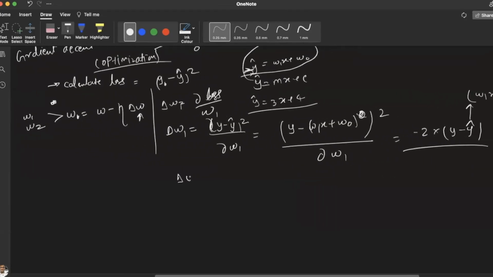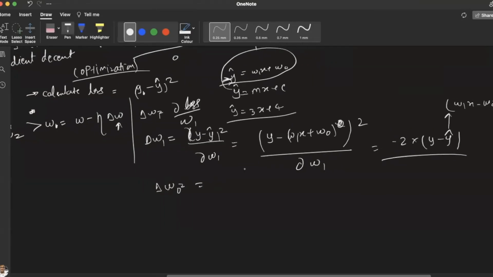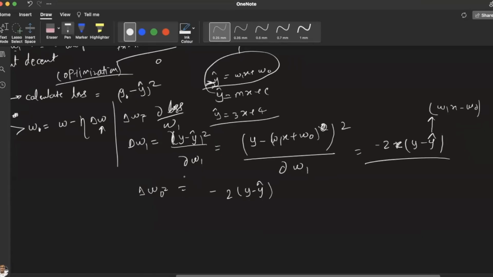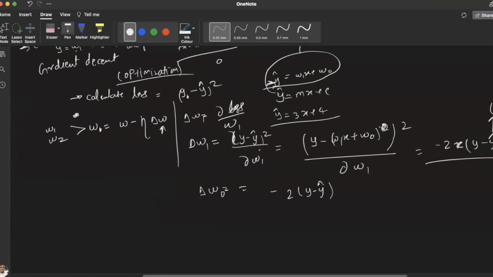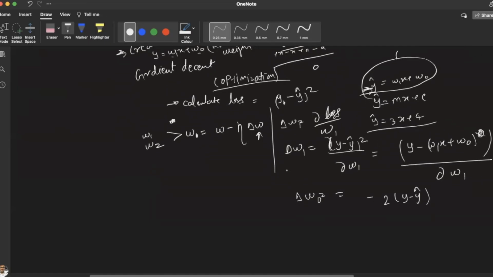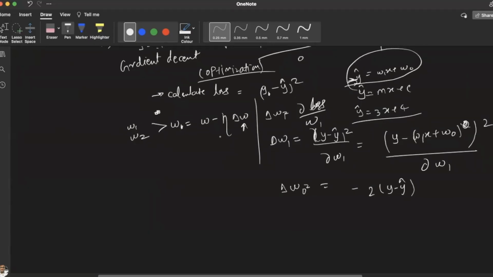And if you calculate the delta W with respect to W0, you will get a similar equation. You will get minus 2, and remember, x will not be here, and the same thing, y minus y hat, right? This will be for W0 and this will be for W1. You can go and calculate the partial derivative and check the results. Whatever value you get, we will put in over here, and the sign of it, whether positive or negative, will decide whether it needs to be added to the weight or decreased.